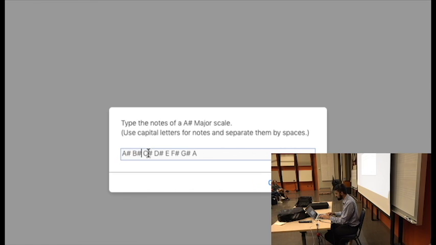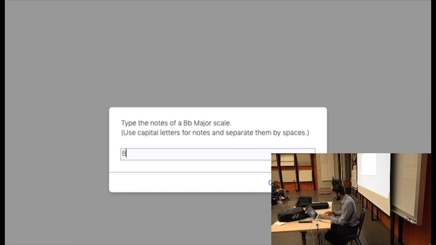A sharp, B sharp. What happens when you sharp a sharp? Double sharp, so this becomes C double sharp. D sharp becomes what? D double sharp. E becomes E sharp, F sharp becomes F double sharp, G sharp becomes G double sharp, A becomes A sharp, right? Cool way of doing it, correct?